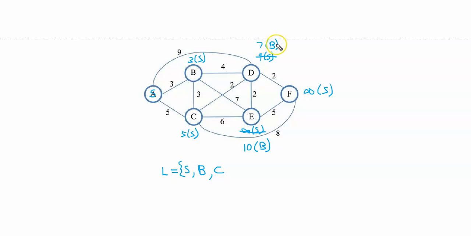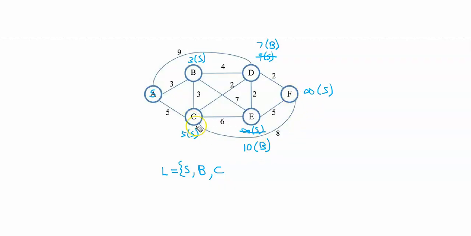Well, that's the same as the 7 I already have here, so I'll just leave this alone. I'll leave it as 7B. I could label it as 7C, that would just give me an alternate path, but I'm just going to leave it as 7B. Let's see, E is adjacent to C, but if I go 5 plus 6, that's 11. That's bigger than 10, so I don't want to update this one with an 11C, because 10 is smaller, of course, than 11.